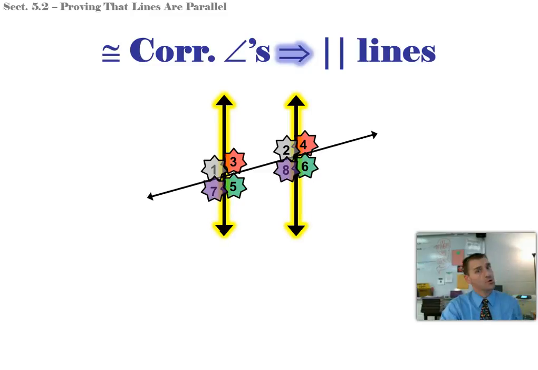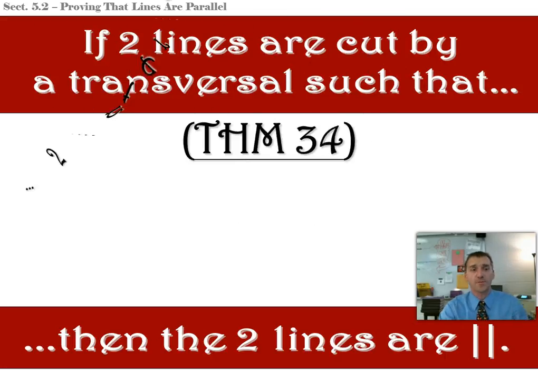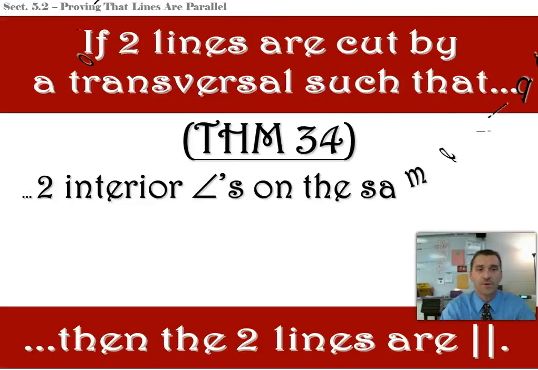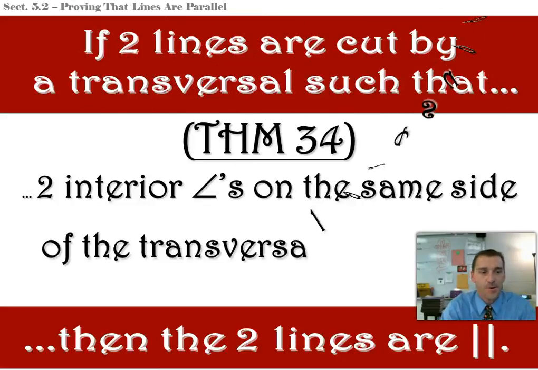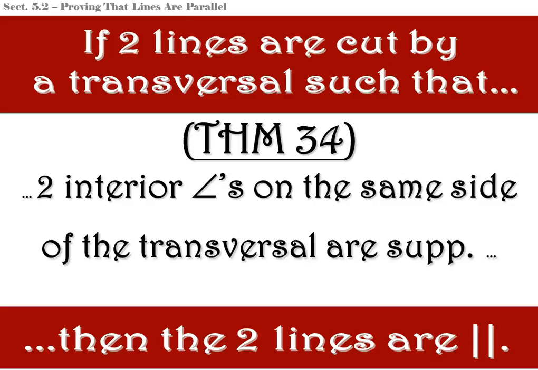Now, the next 2 still are ways that you can prove lines are parallel. Theorem 34. It's a little lengthier, so you might have to pause the video. It says, if I have 2 interior angles on the same side of the transversal, notice though it doesn't say that they're congruent. No. It says that they're supplementary. That's a major thing. They're supplementary, not congruent.